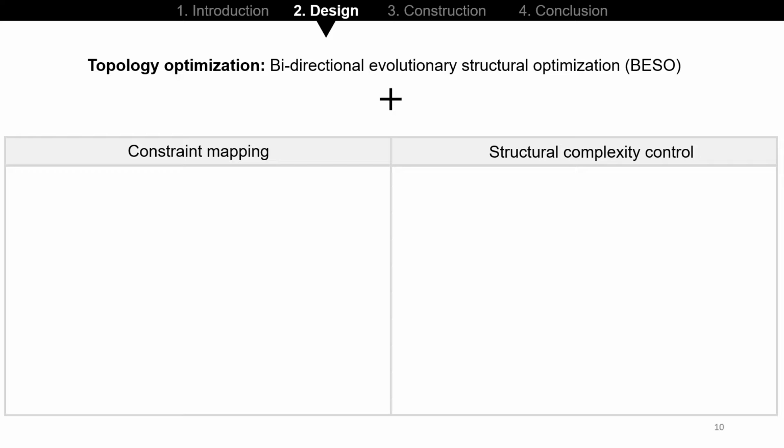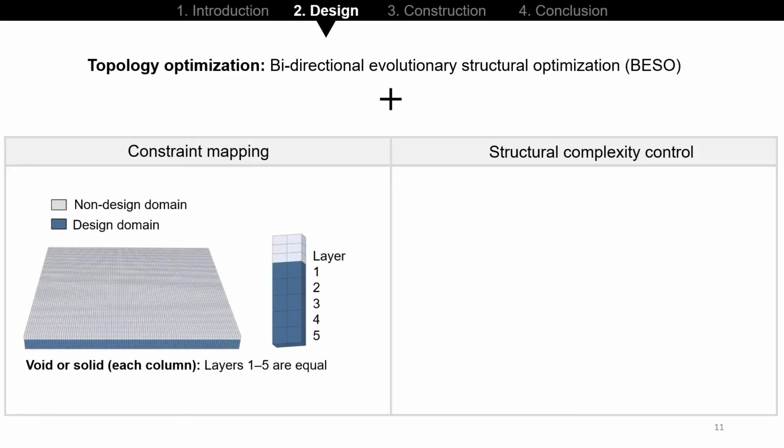In this research, we propose a modified topology optimization method which includes 2 new techniques. They are constraint mapping and structural complexity control. We set the optimization problem using a multi-layer slab. Using conventional topology optimization methods, we may end up with a non-uniform thickness result. Here, to ensure the optimized ribs have a uniform thickness so that they can be easily and inexpensively manufactured later, we set all the blue elements in the same column to be either all solids or all voids during optimization.